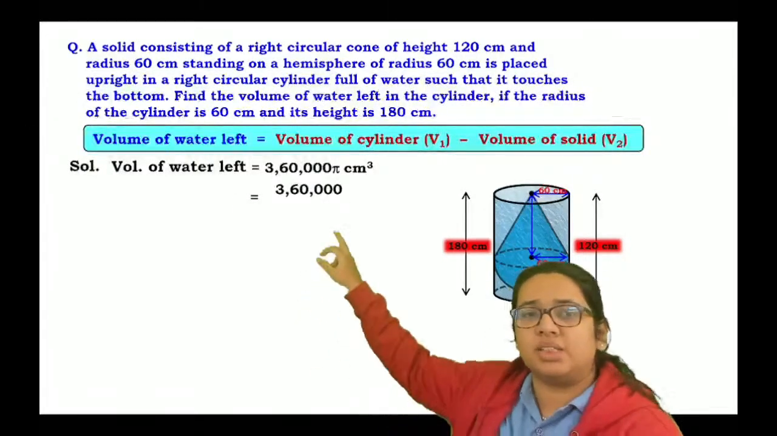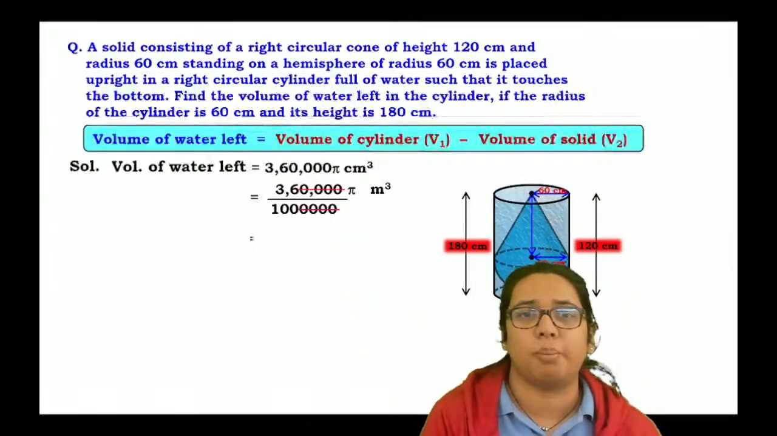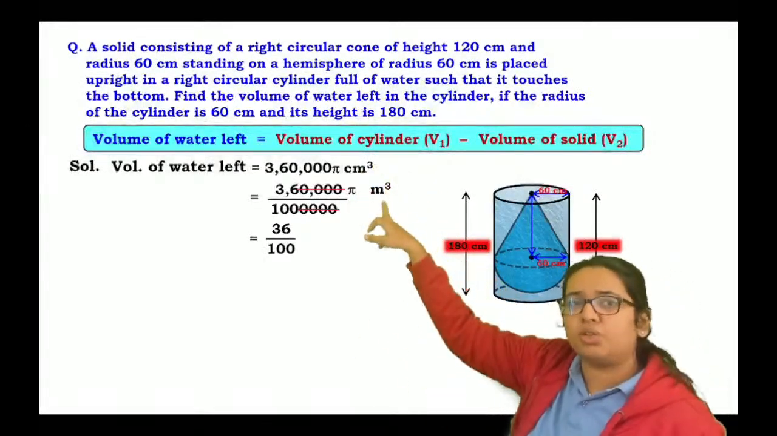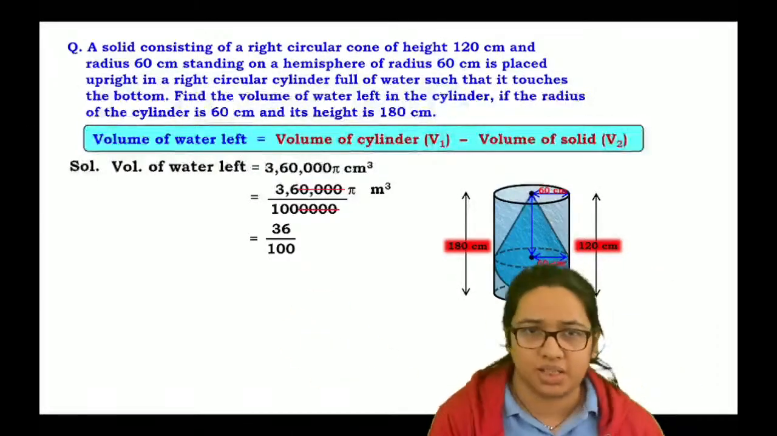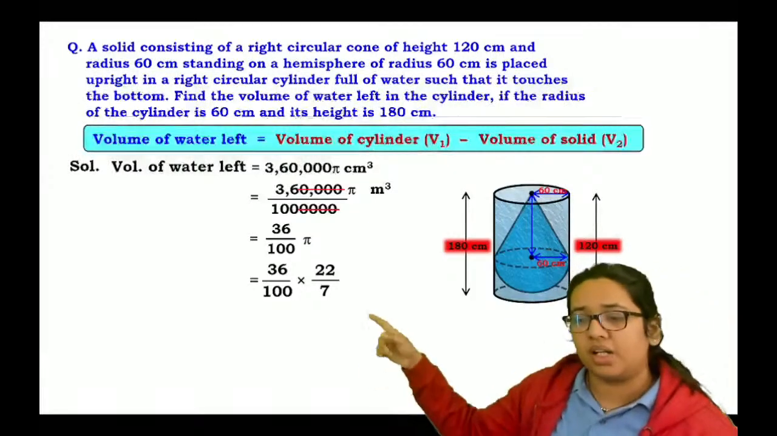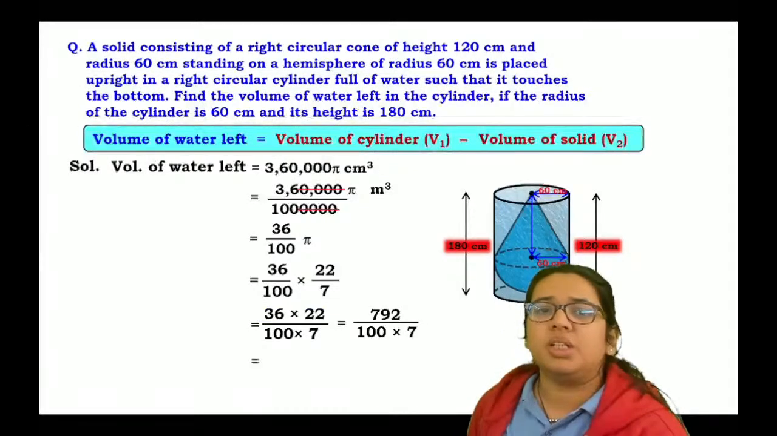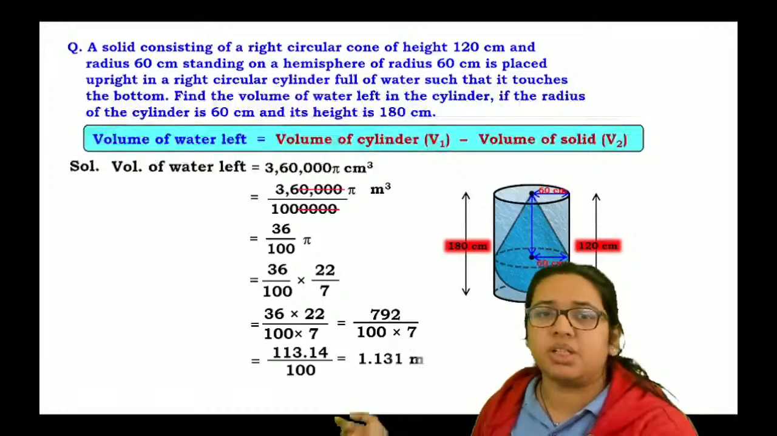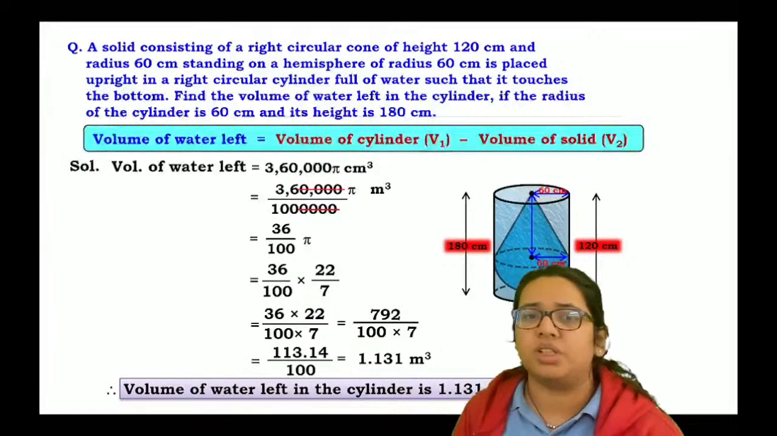So we just have to put the value of pi here. 3,60,000 times pi, because we are converting cubic centimeter into meter cube. For that you just have to divide it by 10 lakh. Hence volume of the water left is 36 upon 100 into 22 upon 7. So its answer will be 792 upon 700, which is nothing but 1.131 meter cube.